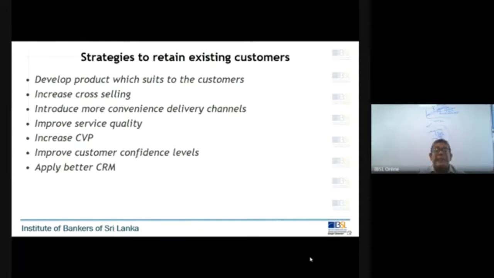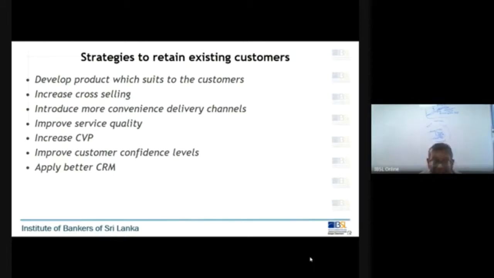And increase CVP. What is CVP? CVP means customer value proposition. We discussed this earlier. Increase CVP, customer value proposition. Remember, customers do not buy products, they buy benefits, they buy values. Who gives me more value? Remember the core concept of marketing: value, satisfaction, quality.